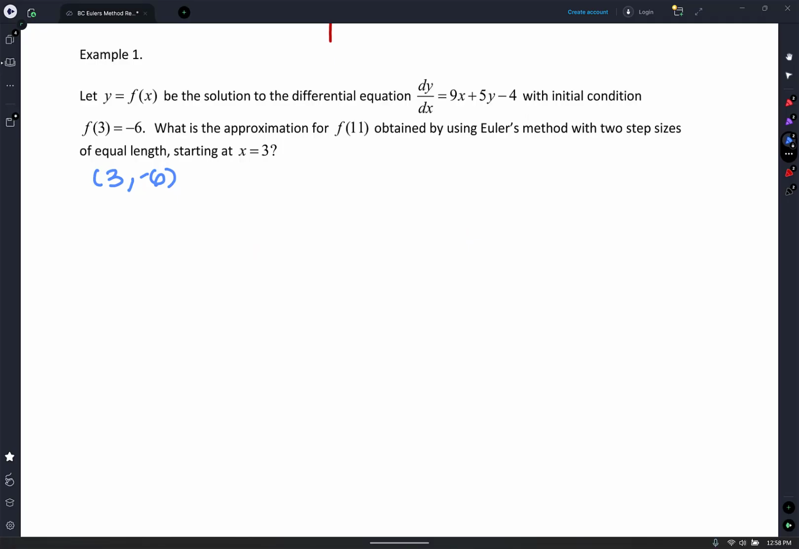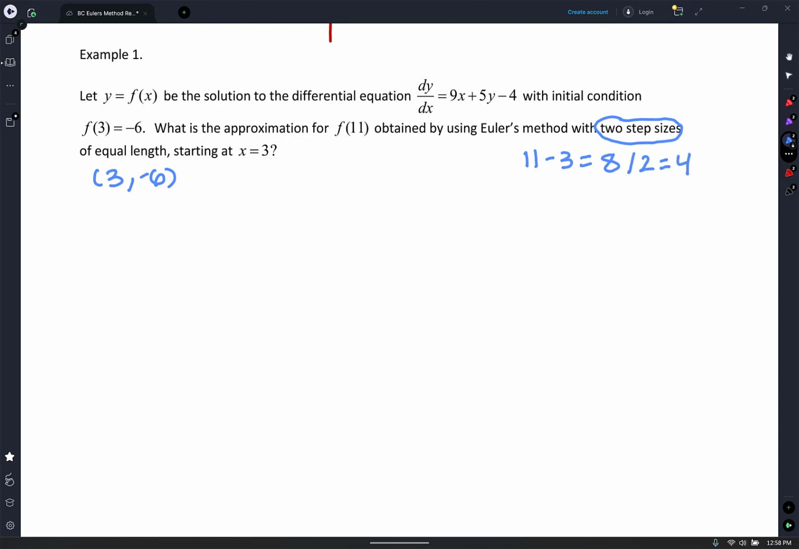What is the approximation for f of 11 obtained by using Euler's method with 2 step sizes of equal length starting at x equals 3? Okay, underline 2 step sizes. I'm going to circle it. So 11 minus 3 is 8, and that's the distance between 3 and 11. But there are 2 step sizes, which is just the number of steps we have to take to find f of 11. So we divide that number by 2, which is equal to 4.